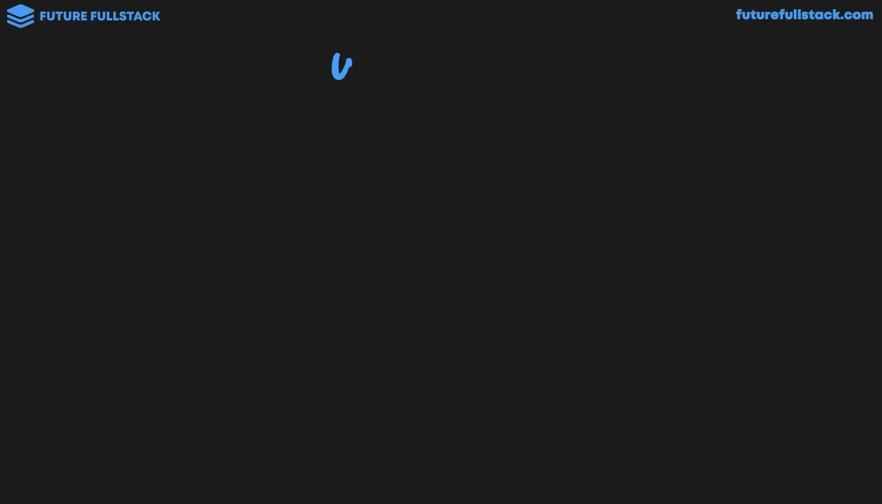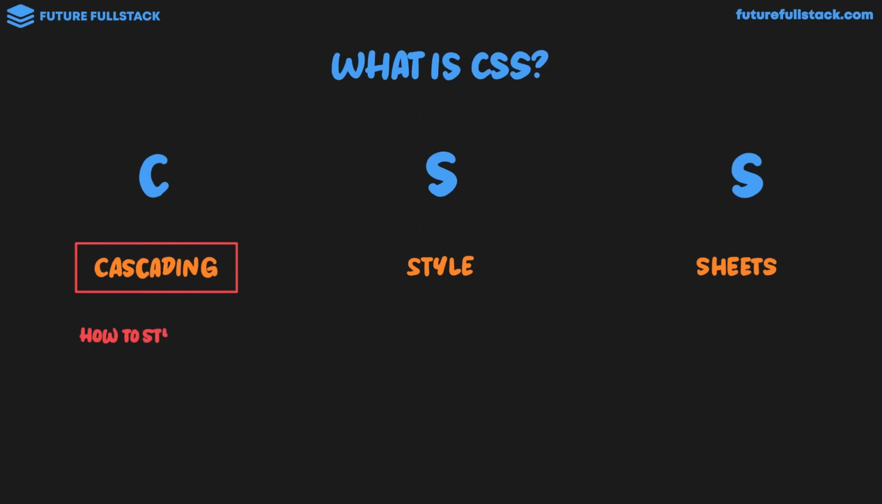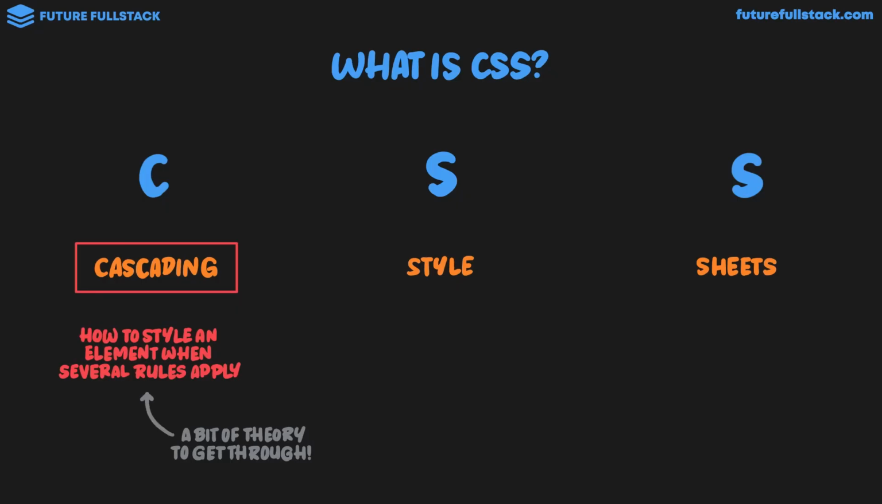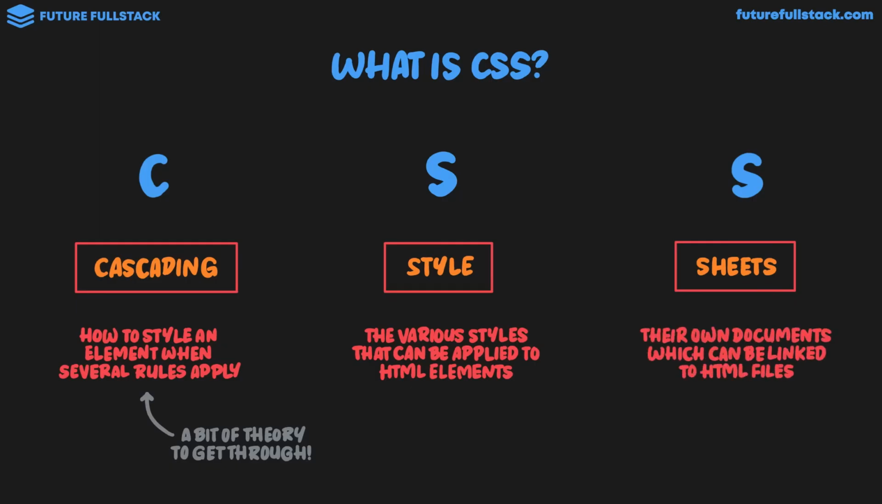So first up, what is CSS? CSS stands for Cascading Style Sheets. Cascading is how to style an element when several rules apply. There's a bit of theory to get through to fully understand what this means, which we'll be looking at in a later topic. Style is about the various styles that can be applied to HTML elements. And finally, we have sheets that refer to their own documents which can be linked to HTML files.